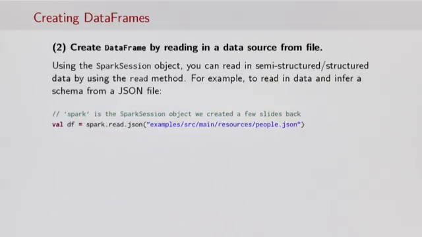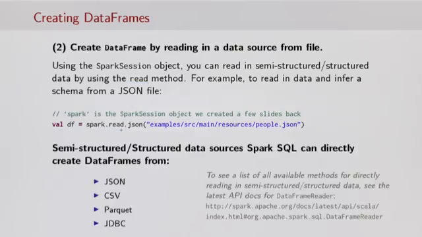And finally, likely the most convenient way to create a data frame is by reading in data from a source file. So using the same Spark session object, you can read in a number of semi-structured or structured data types using the read method. So there's this read method on the Spark session object, and then you can specify what you'd like to read in, for example, JSON, and then you specify a path to this JSON file. It's kind of like read text file, but it's better. It'll parse semi-structured and structured data, and it will build up a data frame with the schema of that data.